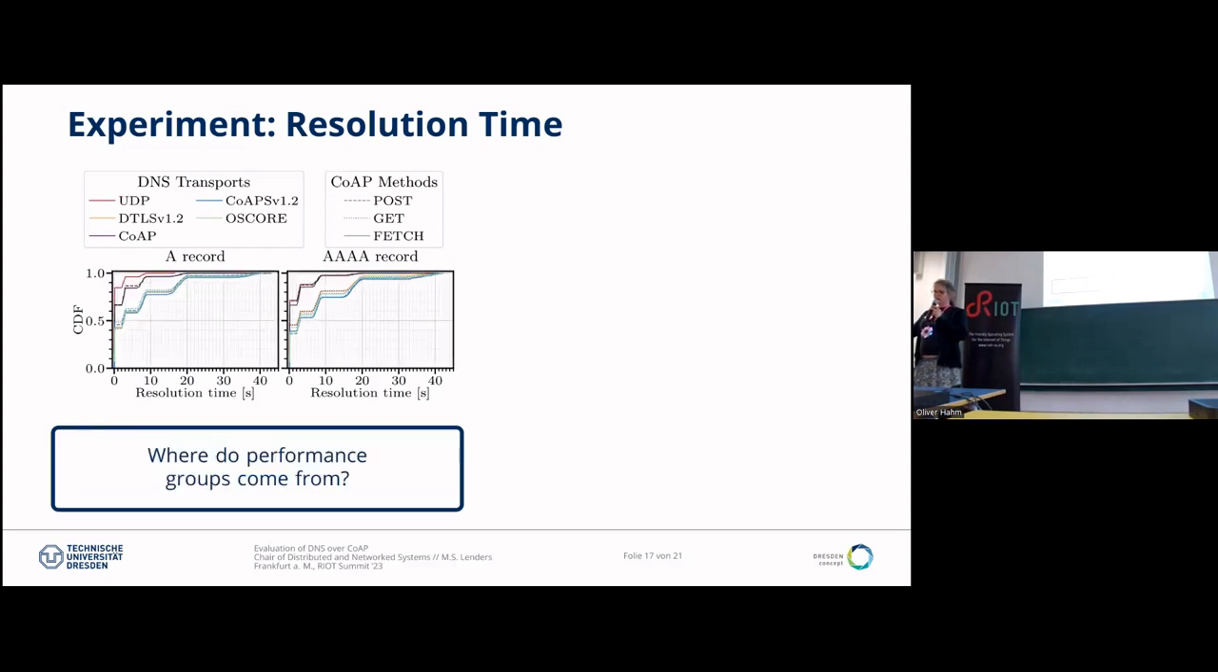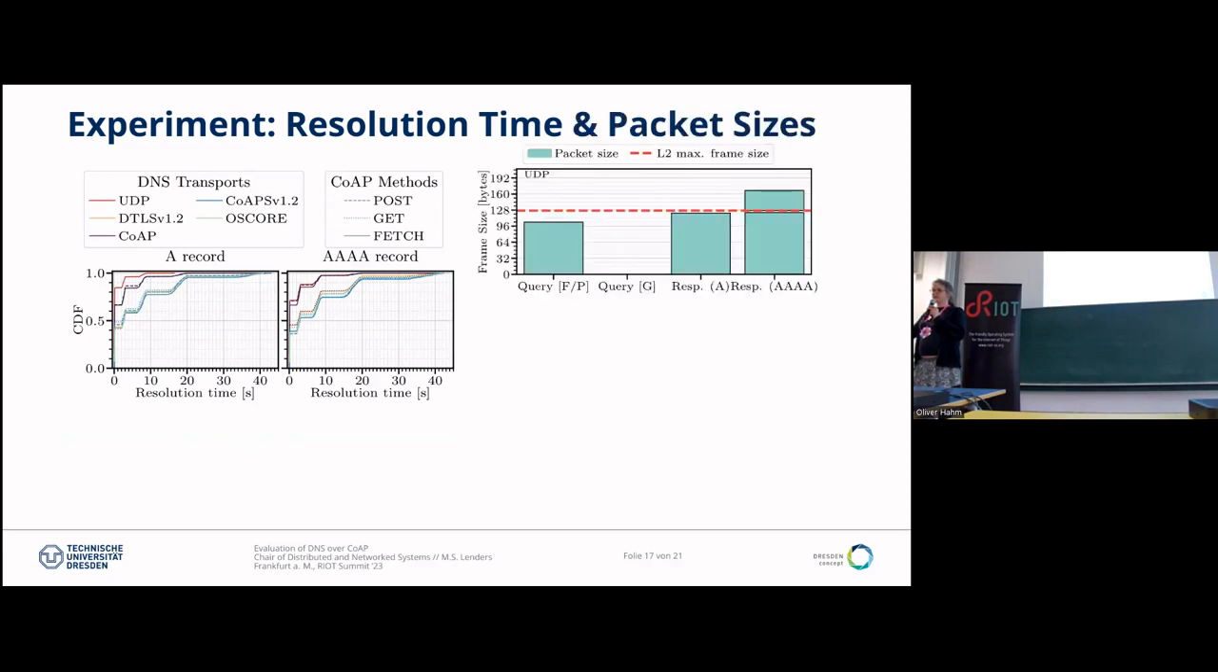So where do these groupings come from? Well, we just look at the packet sizes and see that there is some fragmentation happening on the 6LoWPAN layer. If you look at this plot here, on the x-axis we have different message types: query for FETCH and POST, query for GET, response packet for A records, and response packet for AAAA records. And on the y-axis, we have the frame size, which is divided by this red line, which is basically where fragmentation is happening when you're using 802.15.4.